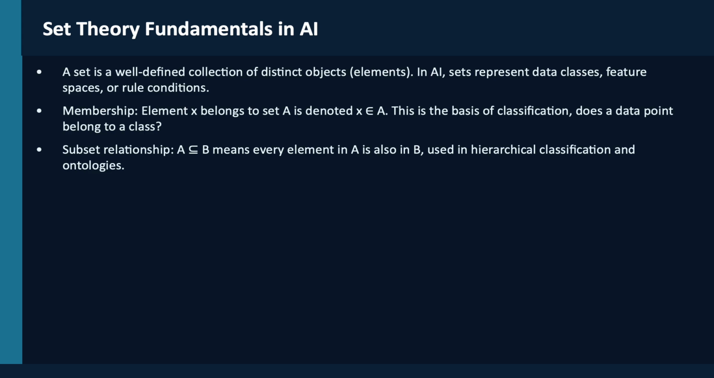The computer's job is to decide for any new piece of data whether it belongs inside that group or outside of it. Imagine a school librarian sorting books onto shelves. The shelf labeled science holds only science books. When a new book arrives, the librarian asks one simple question: does this book belong on the science shelf or not? That yes or no decision is what we call set membership, and it is the foundation of how AI classifiers work when they label data.